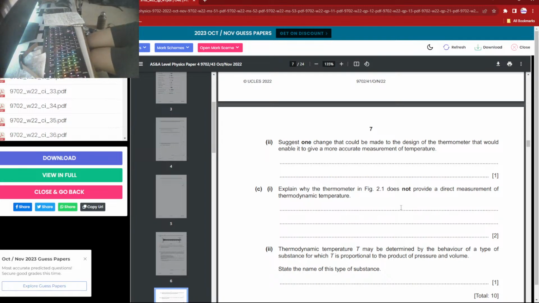This is because Q is equal to mc delta theta, right? So if you lower the mass, you would lower the thermal energy gain.